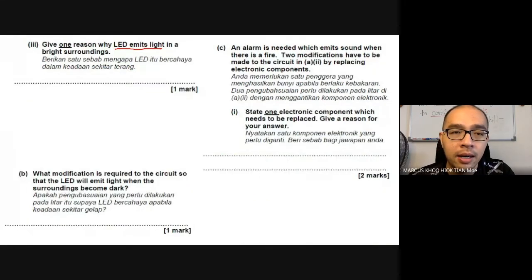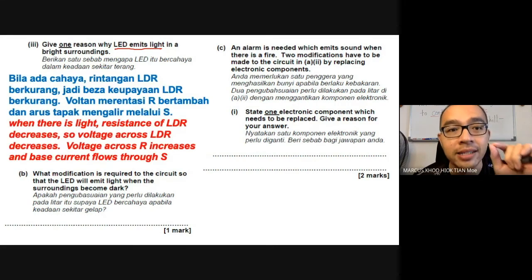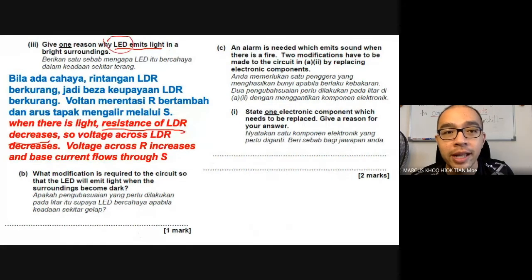Now, Jacinta's answer was correct, but you said it has low resistance, and the 'it' is actually wrong. It is the LDR that has the low resistance. When there is light, the resistance of the LDR decreases. Just now you said 'it', so I was wondering. It has nothing to do with the LED. The function of the LED is just to light up.